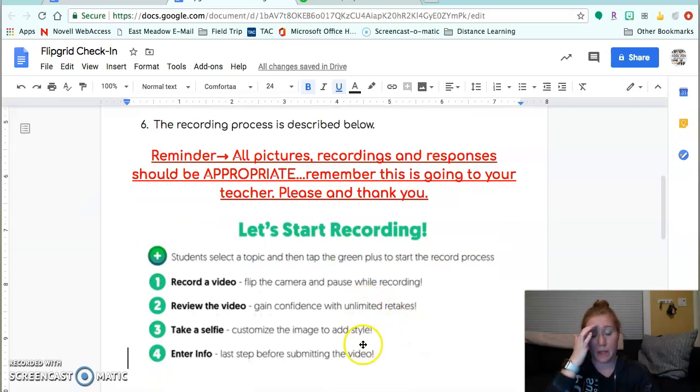I gave you a little step-by-step instruction here, but very important: I made sure to bold, underline, and put in red that all pictures, recordings, and responses should be appropriate. Remember, this is going to your teacher, please and thank you. All right, if I wouldn't be happy with you doing it in class, you should not be doing it in this little recording. And when I say picture, if you guys have never done a Flipgrid before, when you're done recording, it asks you to take a selfie, and you can add little fun clippies and things and decorations to it. So appropriate.